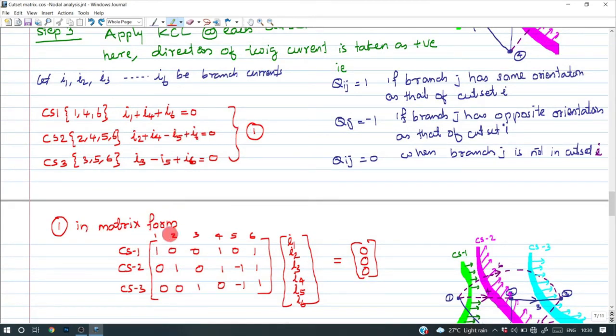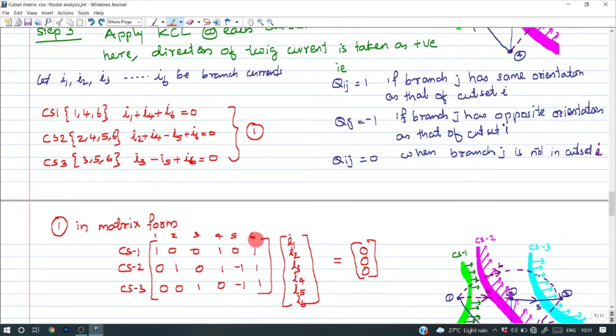Here in matrix form, the columns are branches, number of branches 1, 2, 3, 4, 5 and 6. And row entries correspond to the cut sets: cut set 1, cut set 2 and cut set 3. So when we are considering cut set 1, the I1 coefficient is positive, plus 1, the I4 coefficient is plus 1, the I6 coefficient is plus 1 and the remaining entries are zeros.